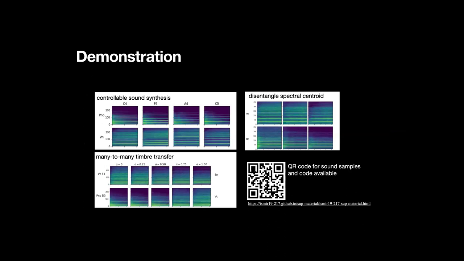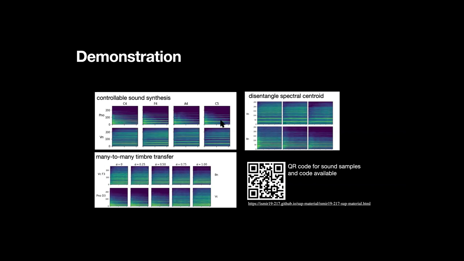And here is some demonstration. Later on, I'll open up the demo page, and I will be playing some sounds in the order of first controllable sound synthesis. So we can synthesize the piano. We can specify the instrument that we want to synthesize, for example, piano or violin, and with different pitches. And also many-to-many timbre conversion from cello to bassoon, using different amounts of conversion. And finally, we also discovered that one of the dimensions in the timbre space corresponds to spectral centroid. So we can control that particular dimension and synthesize sound samples with different spectral centroid.